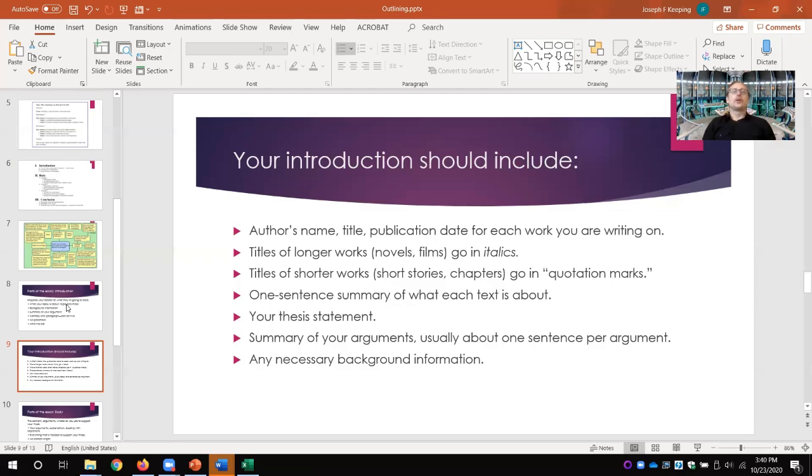Another thing that your introductory paragraph needs to contain is your thesis statement. This is very important. Your thesis statement is, after all, what your essay is about. So you tell us what the two works you're going to be talking about are about, and then you tell us what your work, i.e. your essay, is going to be about.